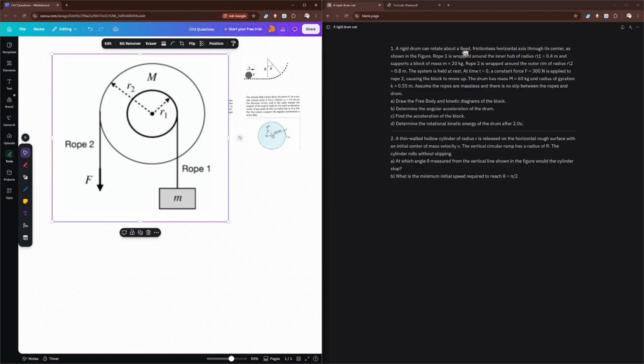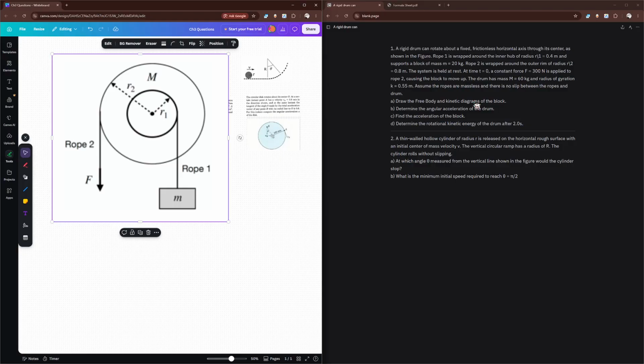So we have a rigid drum that can rotate about a fixed frictionless horizontal axis through its center, right? So this is the drum. There's a frictionless axis through the center horizontally, as shown in the figure. Rope 1 is wrapped around the inner hub of radius R1 equals 0.4 meters and supports a block of mass M equals 20 kilograms, right? So rope 2 is wrapped around the outer rim of radius R2 equals 0.8 meters.